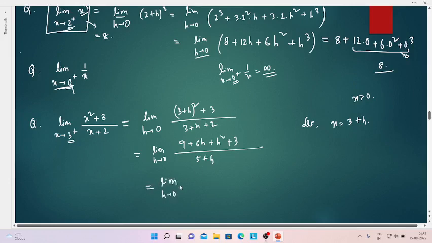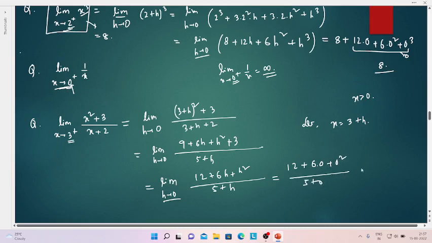So limit h tends to 0 of: 9 plus 3 will be 12, plus 6h plus h square, over 5 plus h. Now let's put the value of h as 0. It will become 12 plus 6 times 0 plus 0 square, and the denominator will become 5 plus 0, which is nothing but 12 upon 5. So the value of this limit is 12 by 5. Now you can understand how we can calculate the right hand limit.